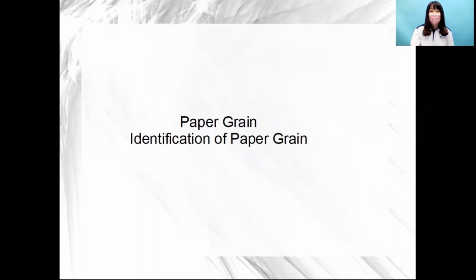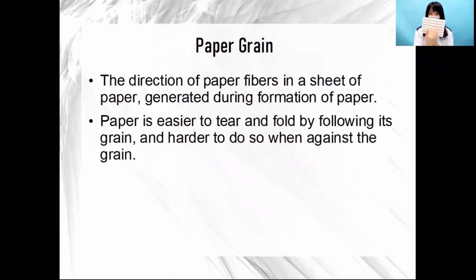Okay, let's go to paper grain direction. So what is paper grain? Paper grain is something like bones. We humans have bones inside to support our body. For paper grain, it is also generated during the formation of paper. Let's say like this rectangular paper, this is called the paper fiber direction, so we call it paper grain. It is generated during the formation of paper.